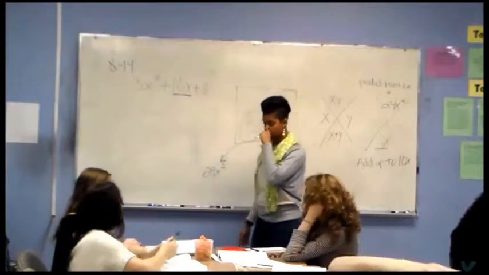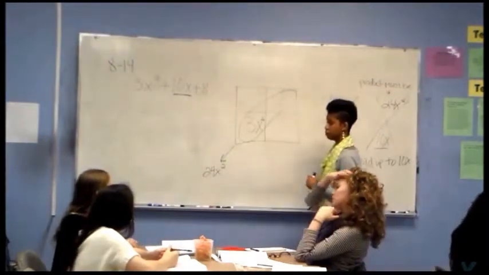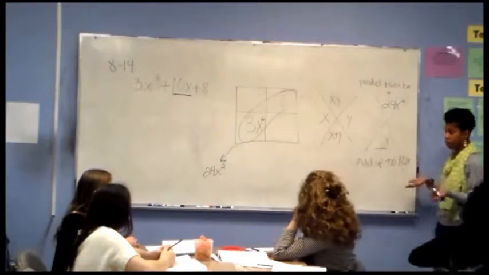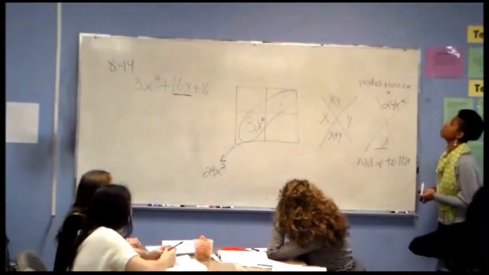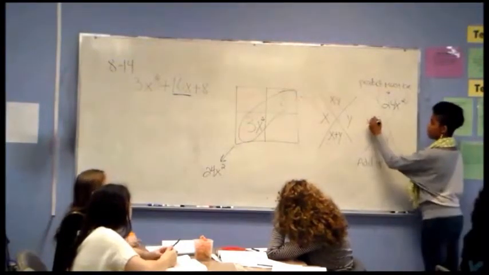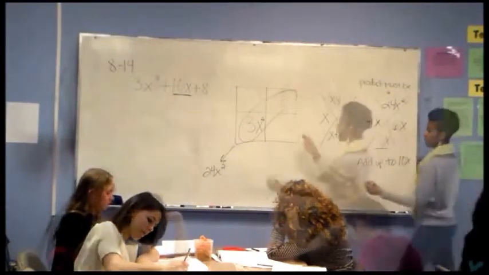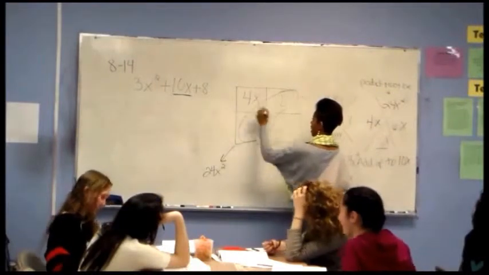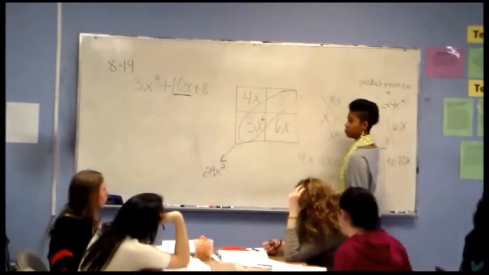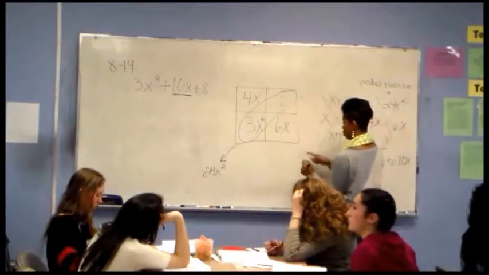Go ahead, I haven't heard from you today. What's your name? Emma. 4 and 6? 4x and 6x. Do we agree? So we're going to put 4x and 6x here, and this gives you the 24x squared.